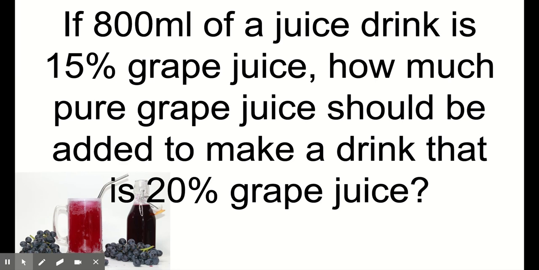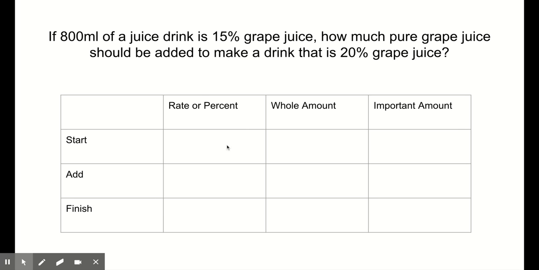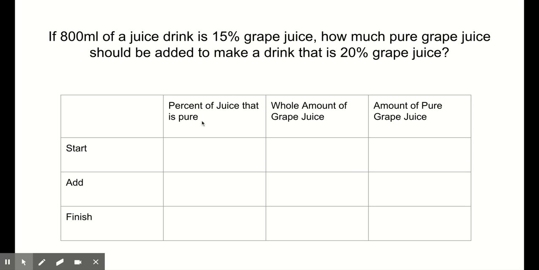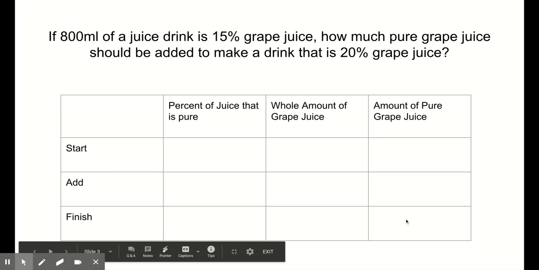Okay, so how do we set this up? We are going to create a table. We already talked about setting these up in the last video. Basically, the rate or percent always goes here, the whole amount that we're going to have of something goes here, and the important amount. And what does that look like for this particular problem? Well, we're basically finding the percent of juice that is pure here, the whole amount of grape juice that we're going to have, and the amount of pure grape juice. So we're going to have a certain amount that we start with, a certain amount that we add, and we're going to finish off with a different mixture at the end here.